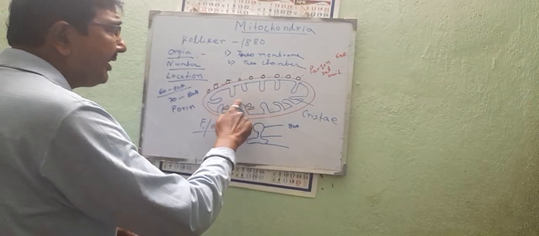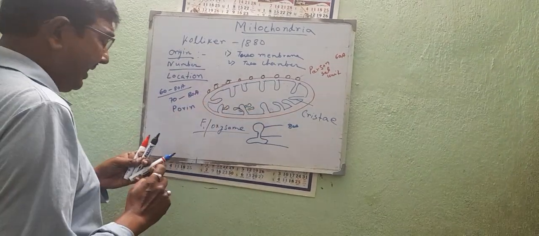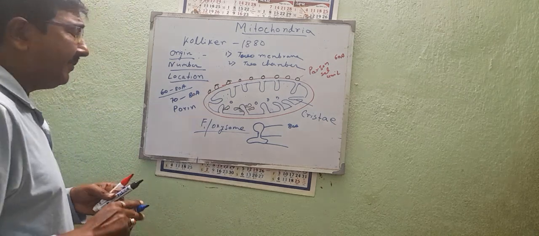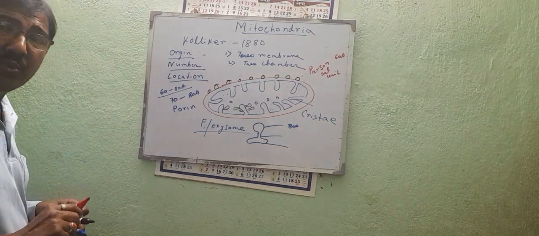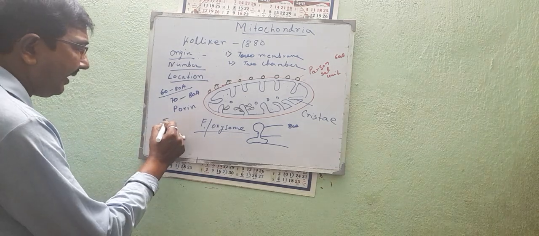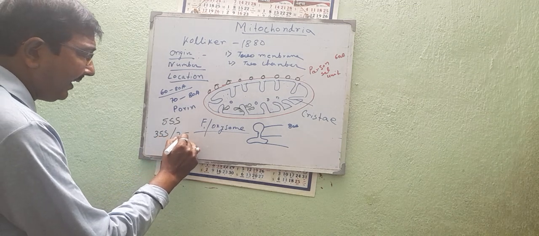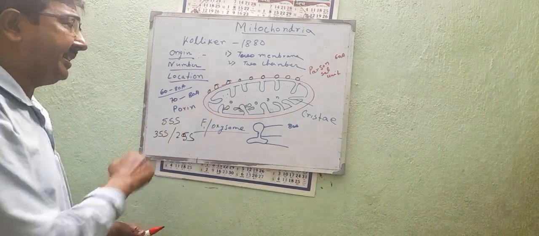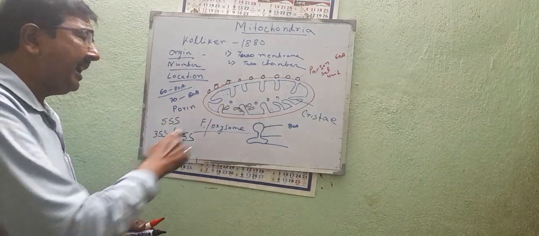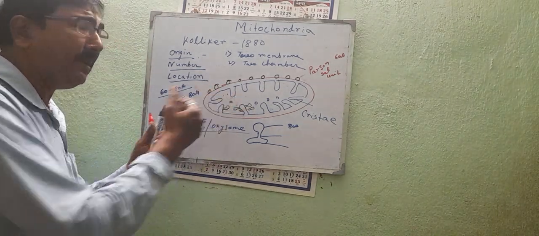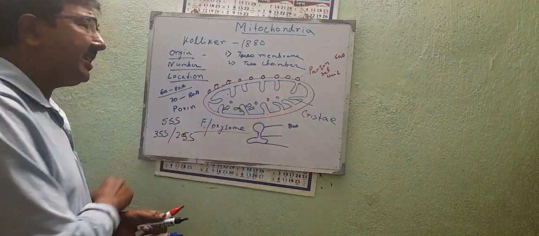And the inner side is called the mitochondrial matrix. This matrix contains some circular DNA, protein, and some enzymes. Ribosomes are also present in mitochondria; these are mitoribosomes. The mitoribosome is 55S, with a larger subunit of 35S and a smaller one of 25S. ATPase enzyme is also present, which helps in the formation of ATP. That's why it is the powerhouse.